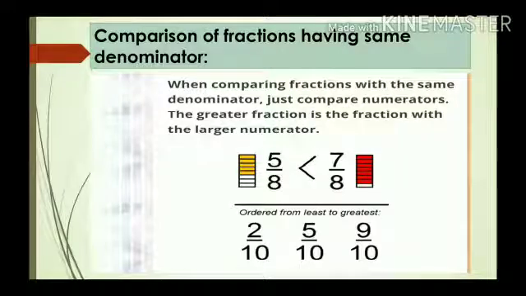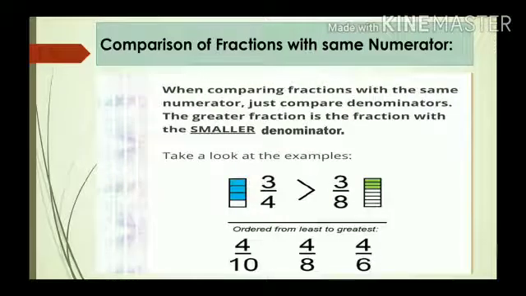Now, in order from least to greatest, you can see one example is given. 2 upon 10 is the least fraction, and 5 upon 10 is greater than 2 upon 10, and 9 upon 10 is the greatest of all of them. It means you just compare the numerators: whose numerator is smaller, that is the smallest fraction, and whose numerator is greater, that is the greatest fraction.